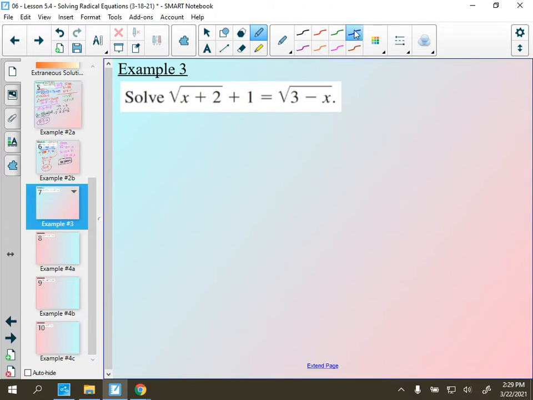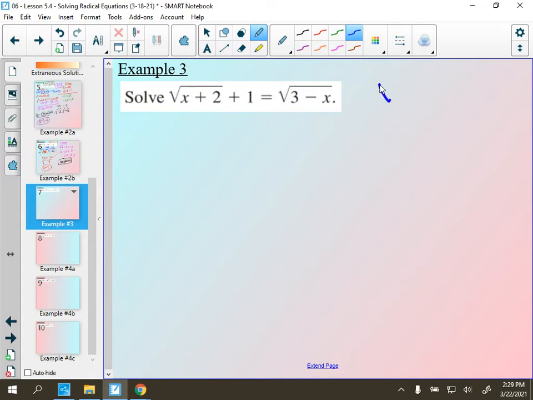Kind of a tough one, but well, actually probably the toughest one we're going to see. I've got, again, this 1 here on the left side makes things pretty messy. Whether I have it as +1 here or -1 on the right side, it makes things pretty tough.